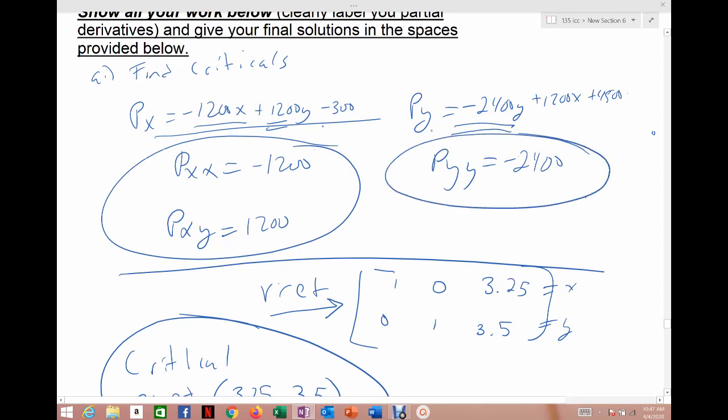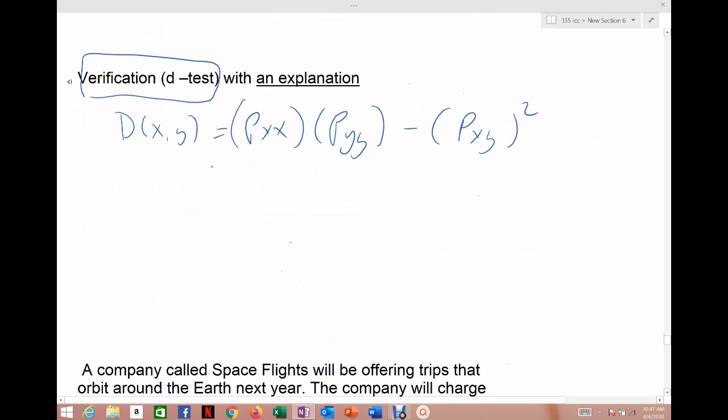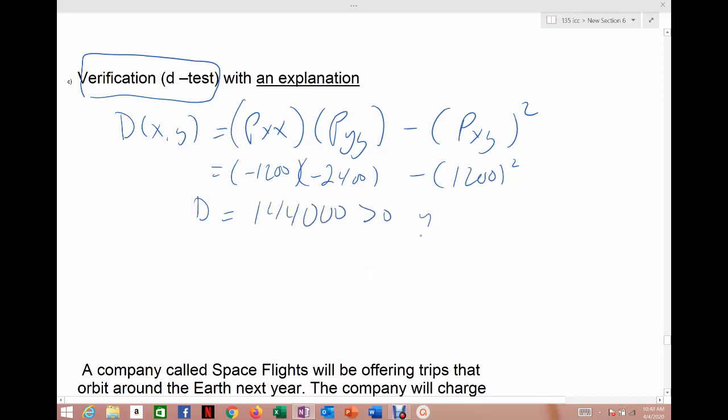I've got to go plug in my D formula. Negative 1200, negative 2400, and positive 1200. Alright, multiply those out. It comes out to a fairly large number. Alright, again, that just means, yep, it's an extrema.